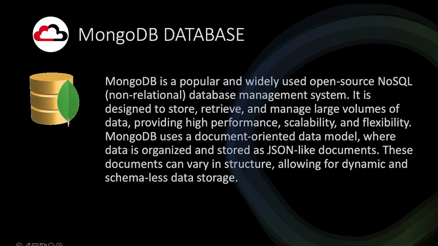MongoDB is a popular and widely used open source NoSQL or non-relational database management system. It is designed to store, retrieve, and manage large volumes of data, providing high performance, scalability, and flexibility. MongoDB uses a document-oriented data model where data is organized and stored as JSON-like documents. These documents can vary in structure, allowing for dynamic and schemaless data storage.